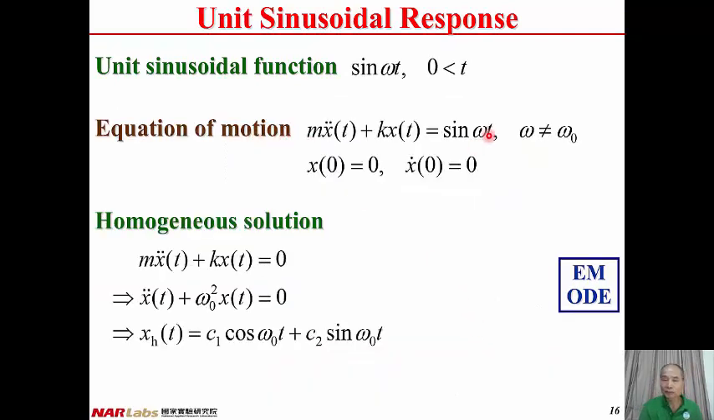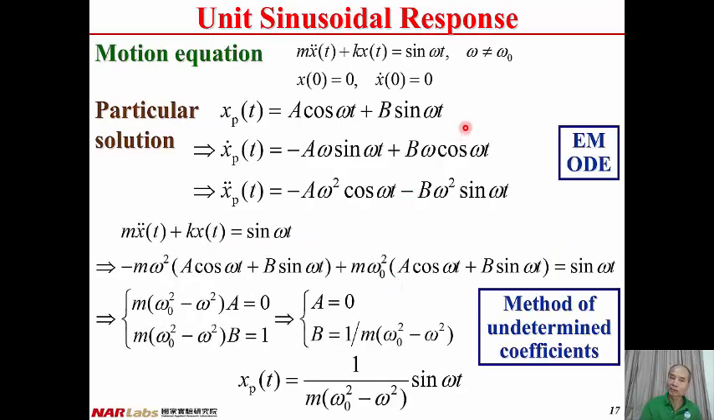And because this ordinary differential equation is non-homogeneous, therefore the solution to this equation consists of two parts. One is homogeneous solution, the other is particular solution. For the homogeneous solution, we assign the forcing function equal to 0. Therefore, we have m x double dot plus k x equal to 0. After solving this differential equation, we can have the homogeneous solution x_h equal to c1 cosine omega 0 t plus c2 sine omega 0 t.